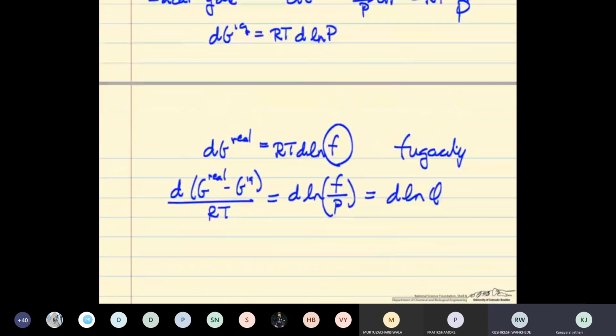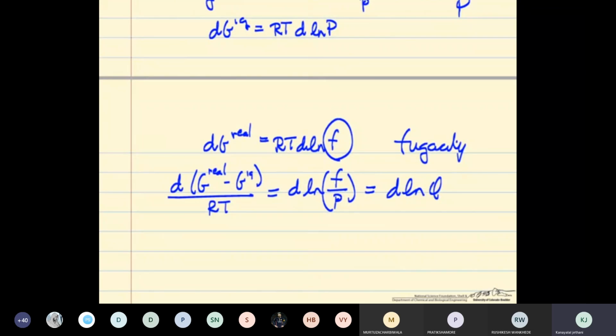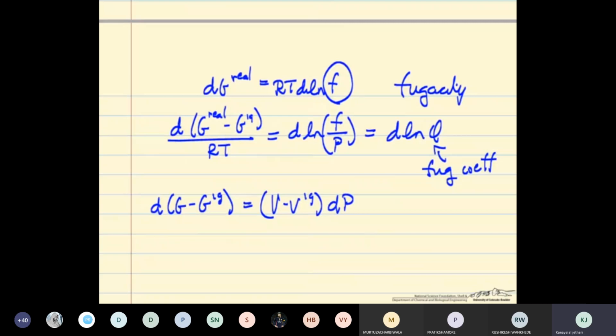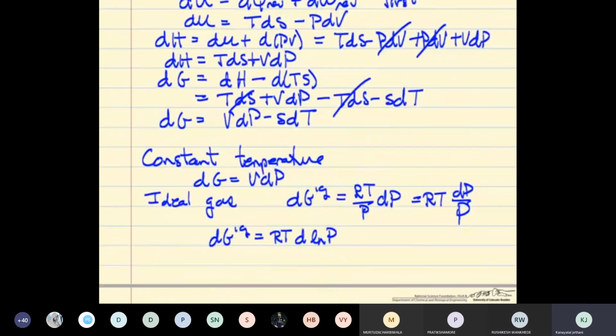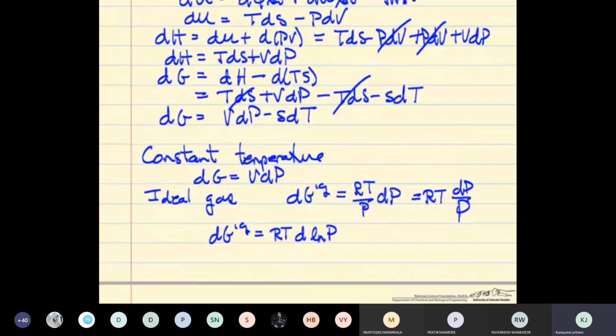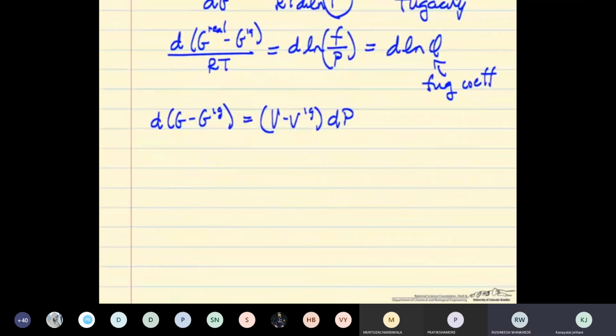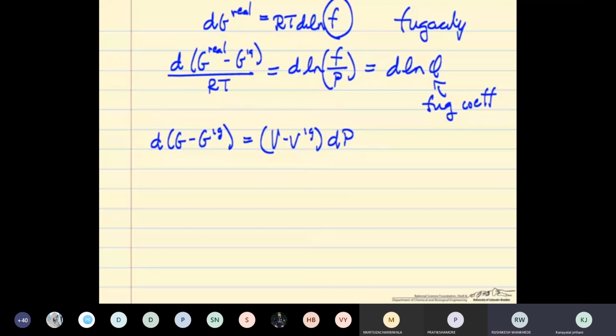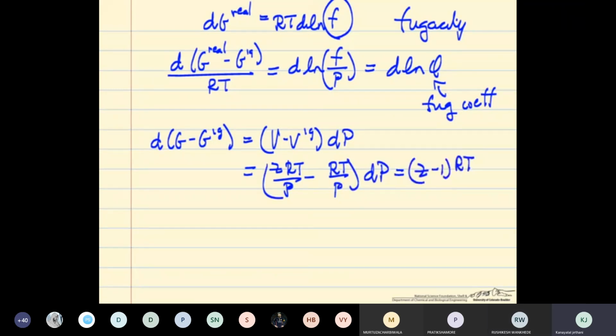So if we were to subtract these two equations, the real and the ideal, and just divide by RT to make it dimensionless, then on the right side we'd have d log of fugacity over pressure, and this is the fugacity coefficient, a dimensionless variable. If we go back and remember that at constant temperature dG is V dP, we could subtract that equation for the ideal gas from the one for the real gas, and write this in terms of a compressibility factor Z. The compressibility factor is 1 for an ideal gas, so (Z minus 1) dP over P tells us the difference between the ideal gas and the real gas.